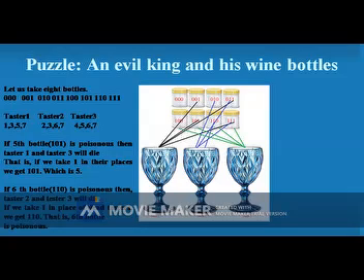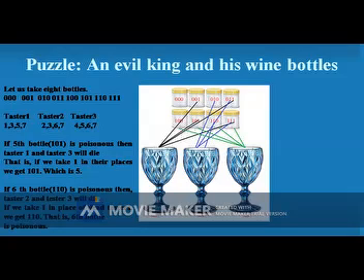A king is having some wine bottles. He has some suspicion that one of the bottles is poisonous. He wanted to make a mechanism to identify which is that bottle.